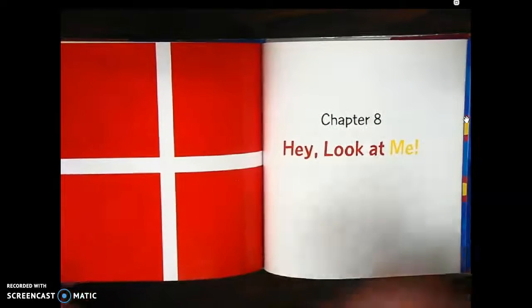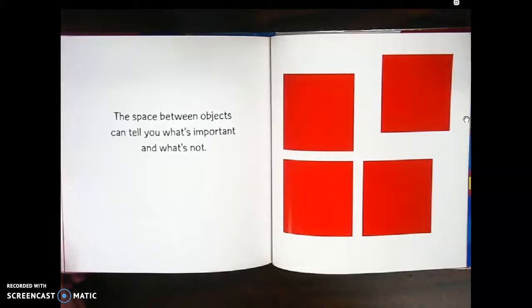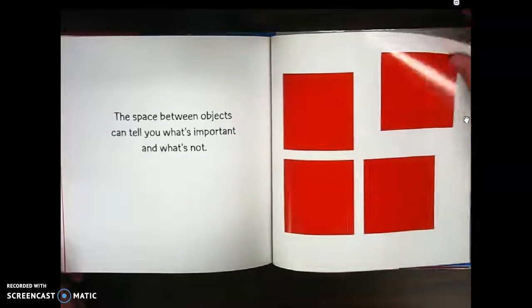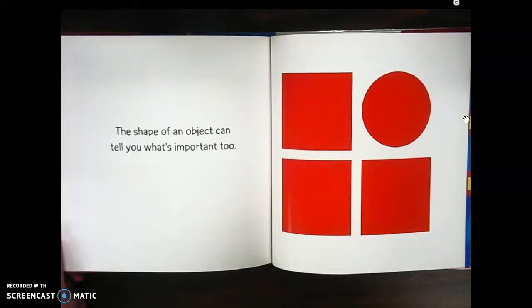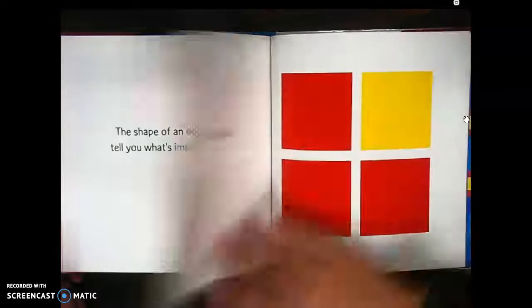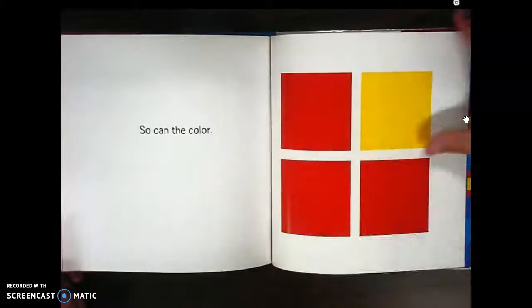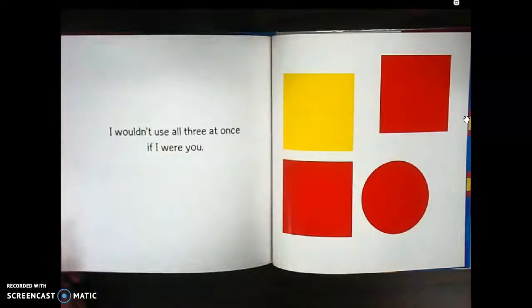Chapter 8. Hey, look at me! The space between objects can tell you what's important and what's not. The shape of an object can tell you what's important, too. So can the color. I wouldn't use all three at once if I were you.